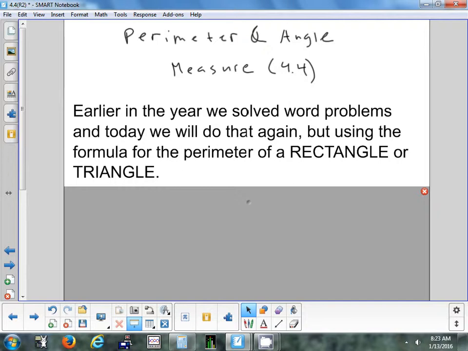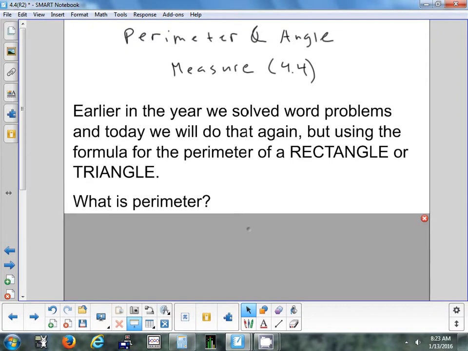All right, so earlier in the year, we've done these kinds of problems, very similar. You guys remember when we did consecutive integers? Problems like Joe's age is twice Maria's age, things like that. Together they are 42 years old. Things like that. So those are the kinds of things we're going to take a look at. All right, so we're going to focus on perimeter today.